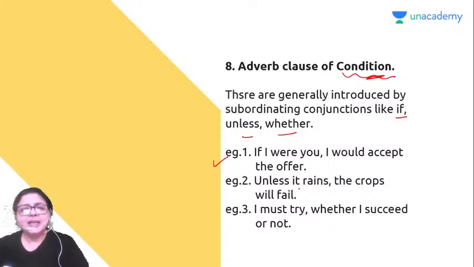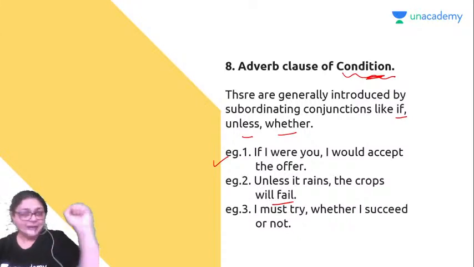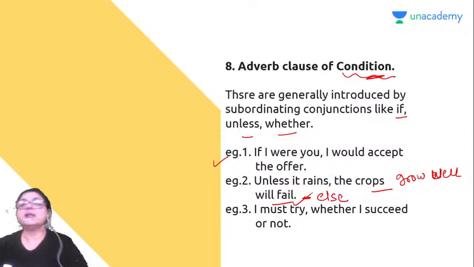Now, unless it rains, the crops will fail. Now, what is it over here? Unless. So, it has to rain for the crops to grow well. Or else, what will happen? They will fail. So, unless, it's a condition.